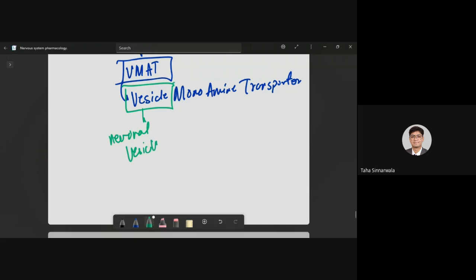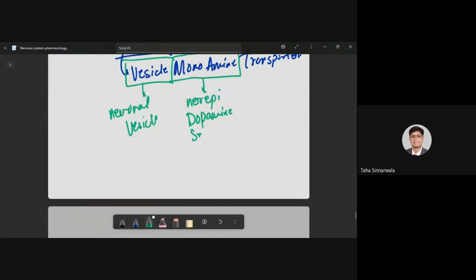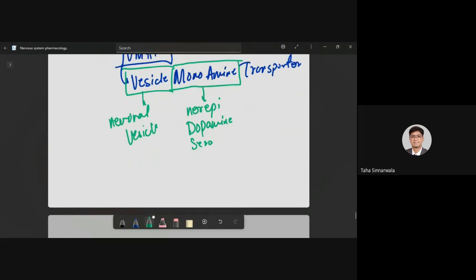Neuronal vesicle. Monoamine. Do you guys know what kind of neurotransmitter is a monoamine? Norepinephrine is one. Dopamine. Serotonin could be one. So you see, there are multiple different neurotransmitters and then the transporter.